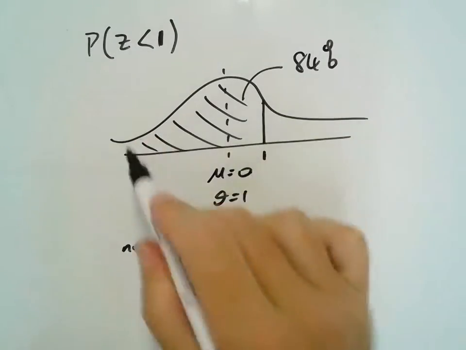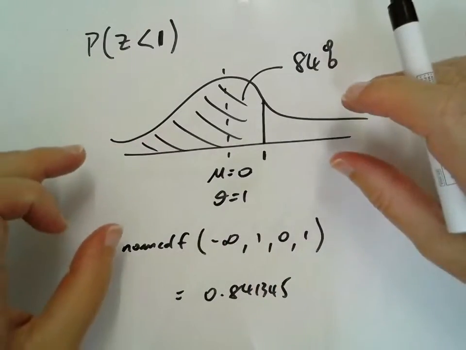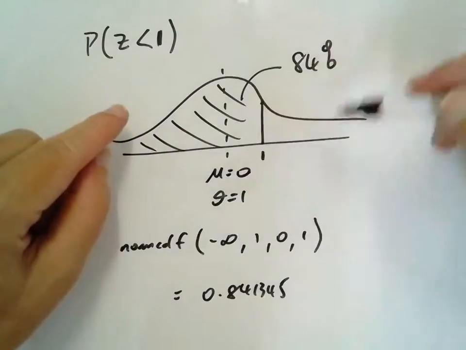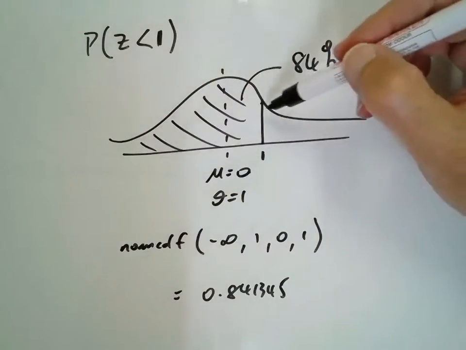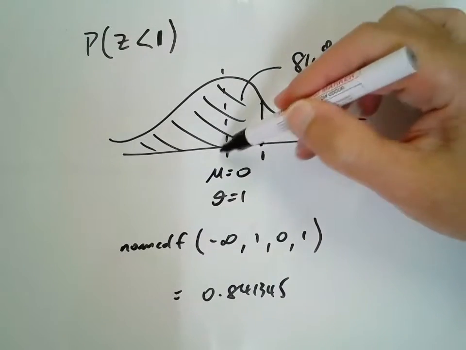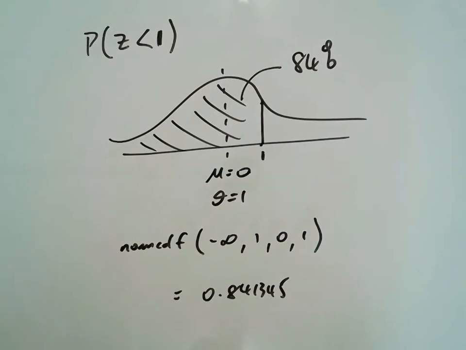That area is 84%. 84% of the population, the whole population, is under that curve. 84% is under 1 standard deviation above mean. I am going to keep going, potentially try and cover the whole of chapter 10a in one little video.